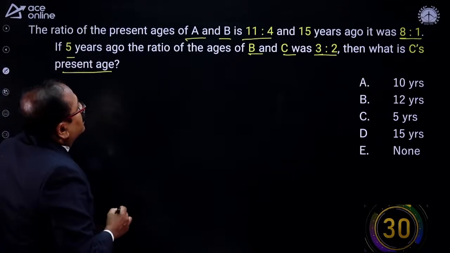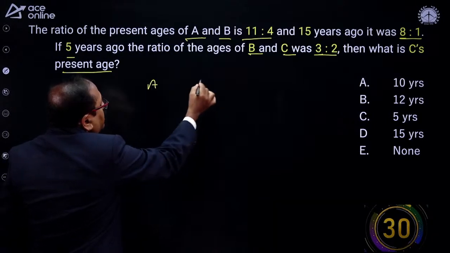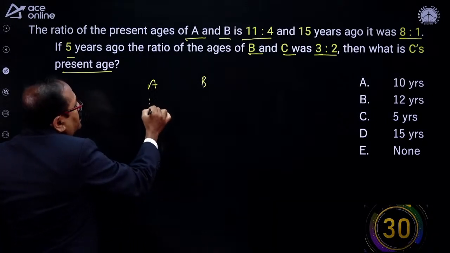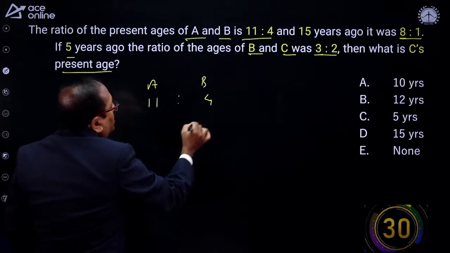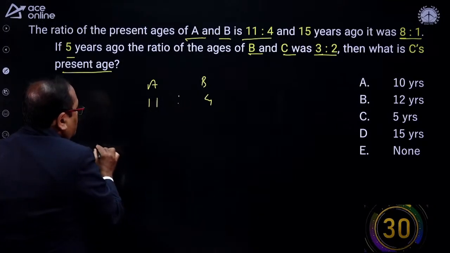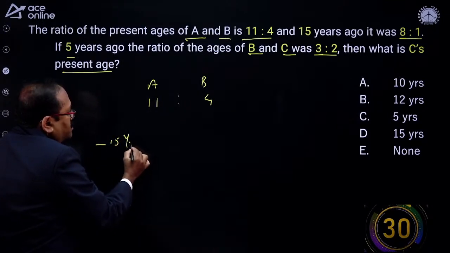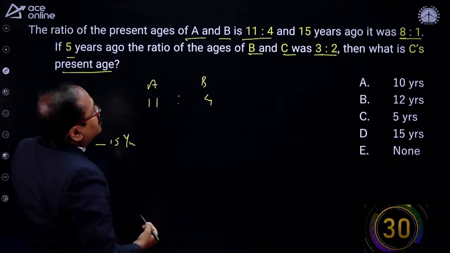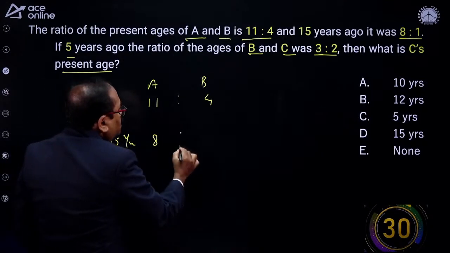I am sure you will be able to answer the question. Let me give you the start. A and B are there, and I know the present ratio is 11:4. Minus 15 years, so at that time their ratio was 8:1.